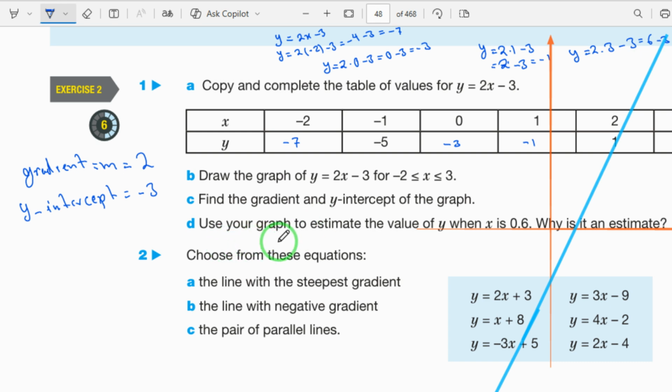And next, use your graph to estimate the value of y when x is 0.6.